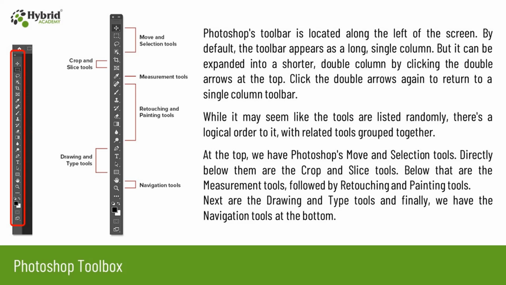While it may seem like the tools are listed randomly, there is a logical order to it, with related tools grouped together. At the top, we have Photoshop's Move and Selection tools. Directly below them are the Crop and Slice tools. Below that are the Measurement tools, followed by Retouching and Painting tools. Next are the Drawing and Type tools, and finally, we have the Navigation tools at the bottom.